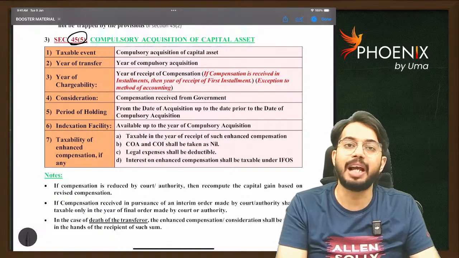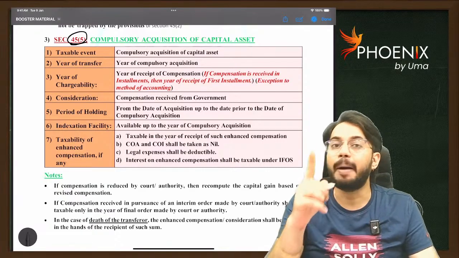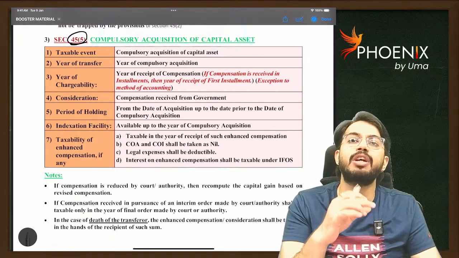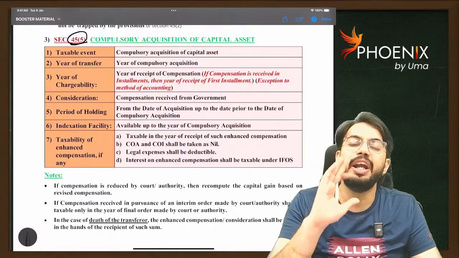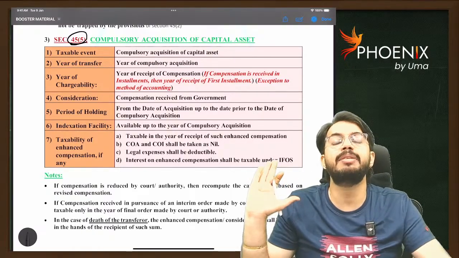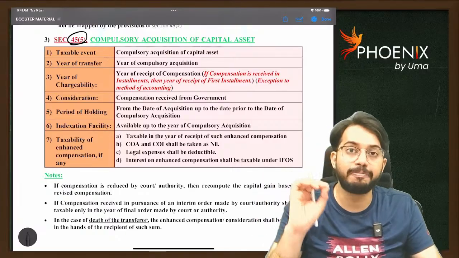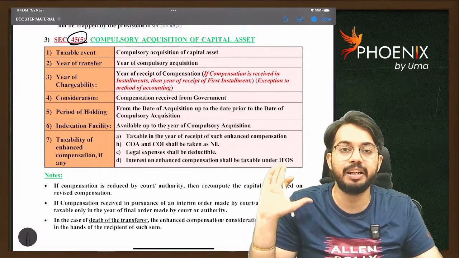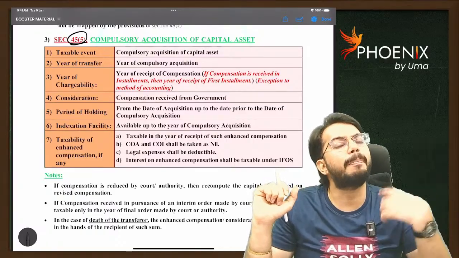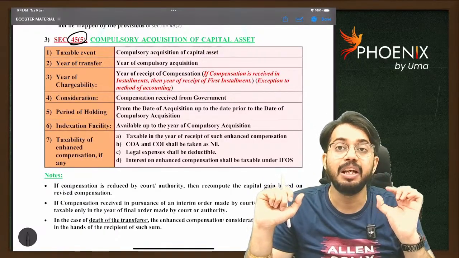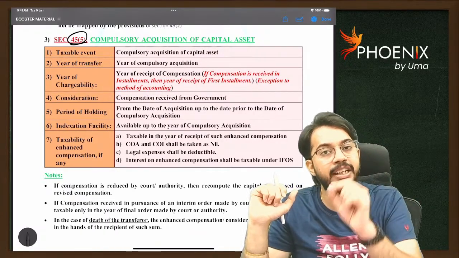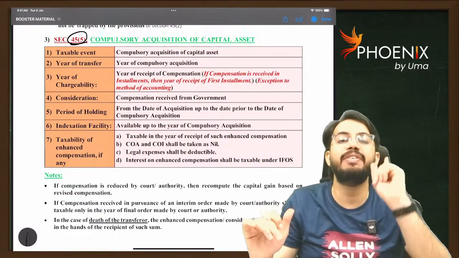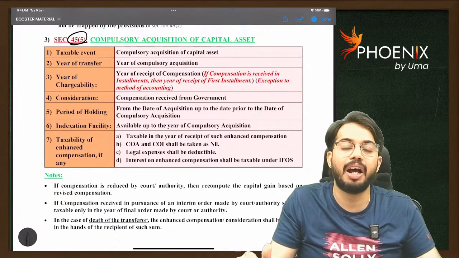Period of holding will be calculated from the date of purchase up to the date prior to the date of compulsory acquisition. Even in case of compulsory acquisition, indexation benefit is available. Indexation benefit is available from the year of purchase up to the year of compulsory acquisition. Is it clear? Sir, if compensation is received in installments, even though compensation is received in installments, the entire compensation is taxable in the year in which the first installment is received. Are you able to understand?